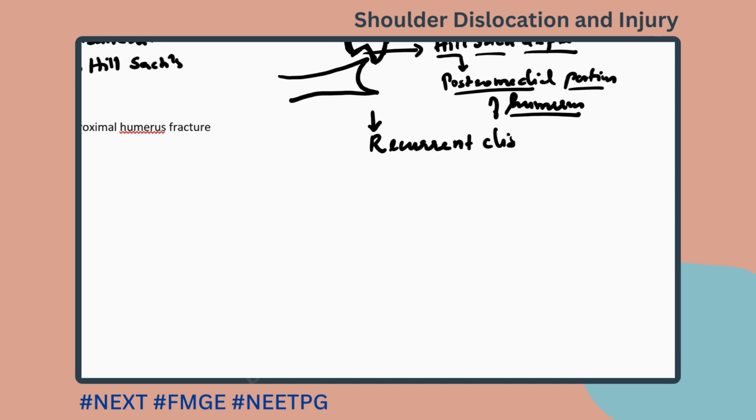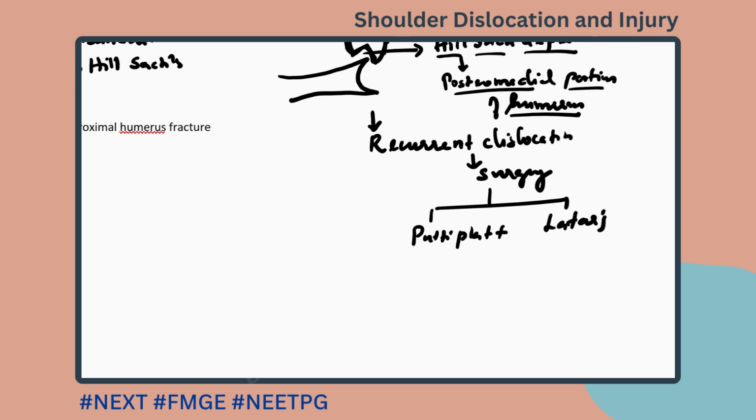Recurrent dislocation of the shoulder joint, if it happens, requires surgery. Two surgeries are used to treat recurrent shoulder joint dislocation. One is Putti-Platt operation, and another one is called the Latarjet procedure. Just have these names in your mind, more than enough. Don't worry about what they say. Putti-Platt operation and Latarjet operation are two surgeries which are performed to prevent recurrent shoulder dislocation.